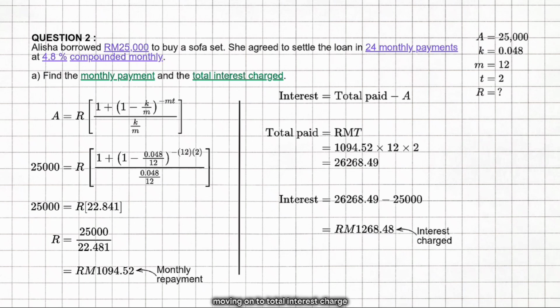Moving on to total interest charge. The formula to find interest is total paid minus A, or the amount she borrowed. First, we need to figure out the total paid amount using the formula R times MT. After calculating, we'll get 26,268 ringgit 49 cents. Now simply subtract 25,000 from 26,268 ringgit 49 cents. Then we'll get our answer for total interest charge, which is 1,268 ringgit 48 cents.